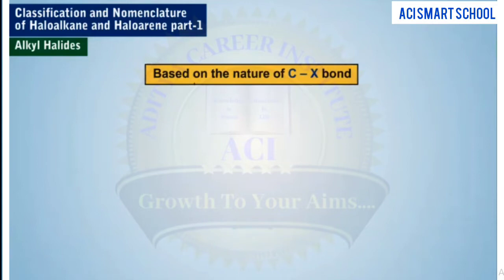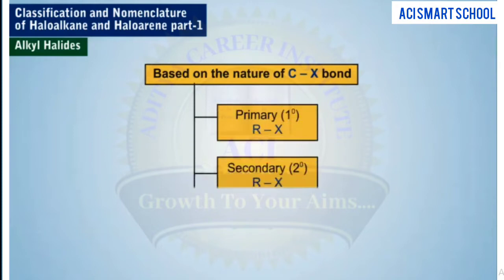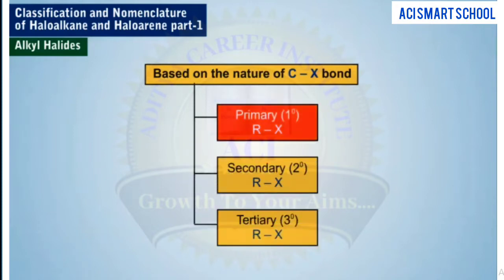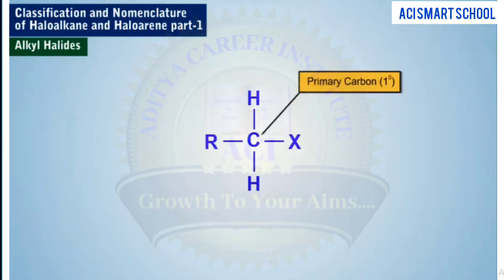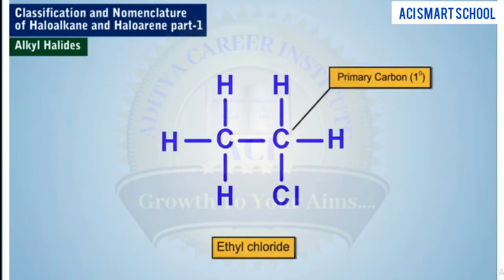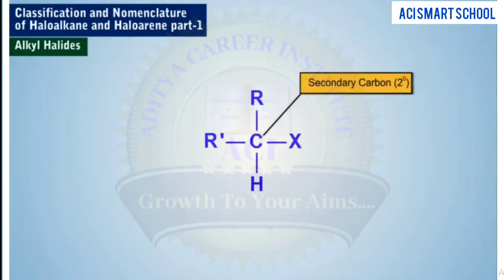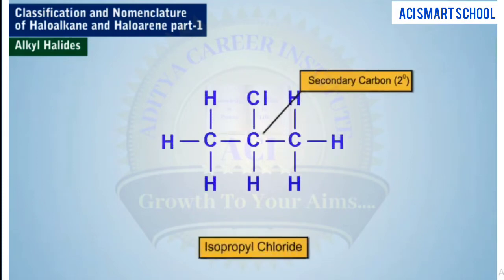Based on the nature of the carbon atom to which the halogen atom is attached, the alkyl halides are further classified into primary, secondary, and tertiary. In primary alkyl halides, the halogen atom is attached to a primary carbon atom. For example, ethyl chloride is a primary alkyl halide. In secondary alkyl halides, the halogen atom is attached to a secondary carbon atom. Isopropyl chloride shown here is a secondary alkyl halide.